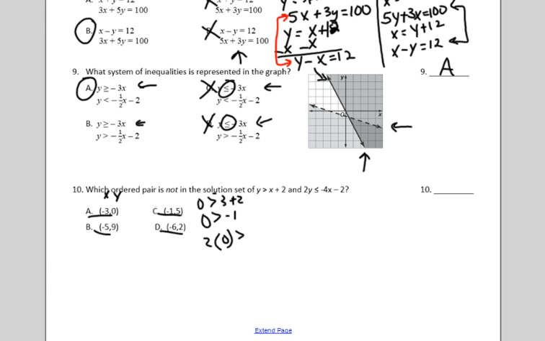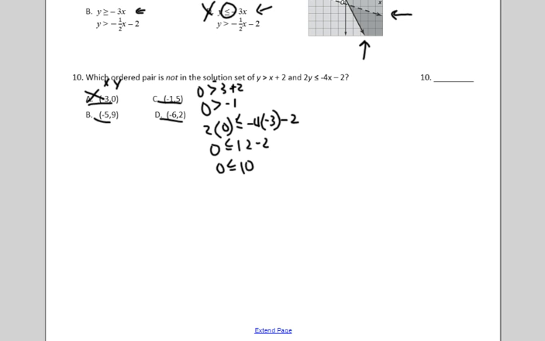is less than or equal to negative 4 times negative 3 minus 2. So 0 is less than or equal to 12 minus 2. 0 is less than or equal to 10. That is true. So this equation is part of the solution. So I look at the next one, letter B, negative 5, 9.